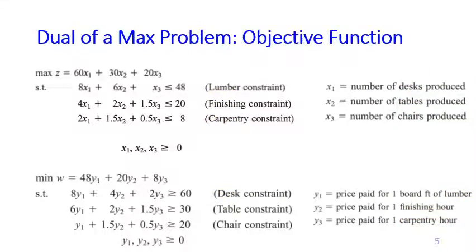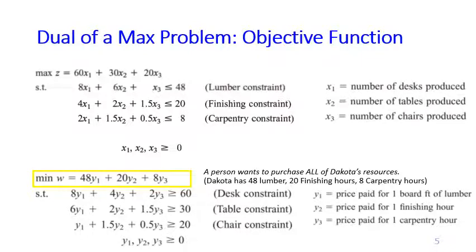So what kind of story does the dual tell? From the objective function, we may think of this as if a person wants to purchase all of Dakota's resources. At this point, you can see that Dakota has 48 board feet of lumber, 20 finishing hours, and 8 carpentry hours. And somebody wants to purchase all the resources that Dakota has.